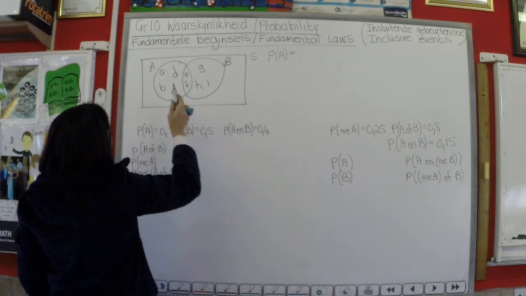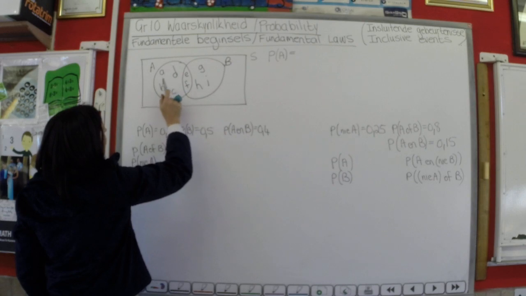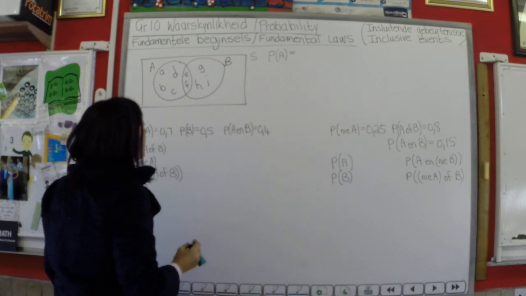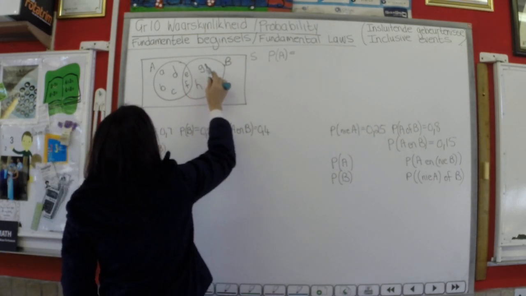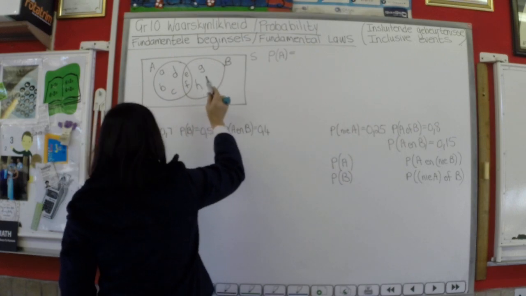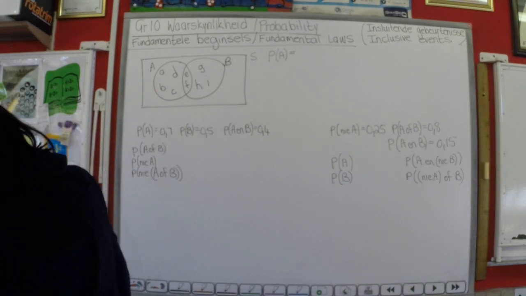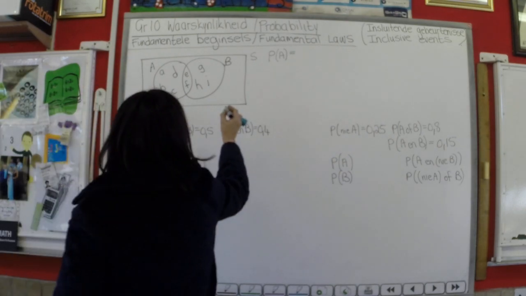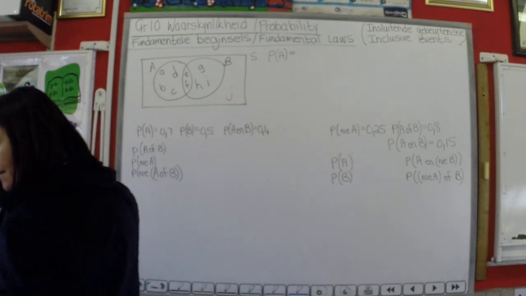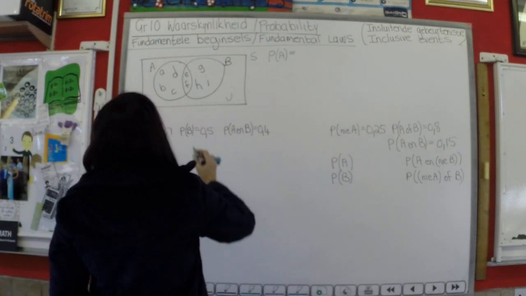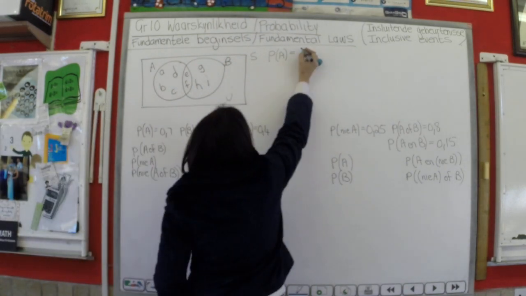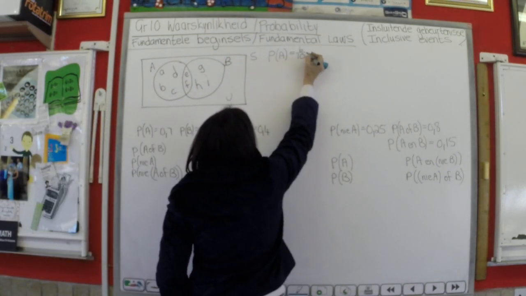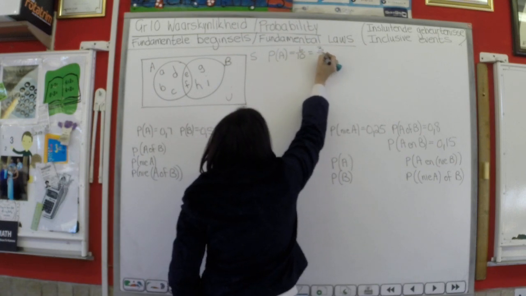Nou, okay. In A het ons 1, 2, 3, 4, 5, 6 goedjies. So, there's in total 6, 7, 8, 9. Agreed? There's 9 elements in that. In total, 10. I'll put the J there. So there's 10 in total. In A, there's only 6. So the probability of A is 6 out of 10, and that's 3 out of 5.